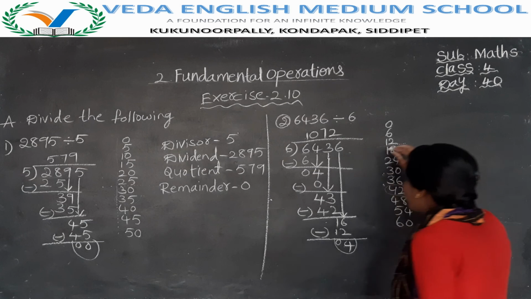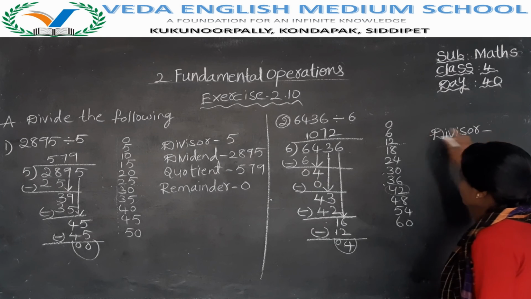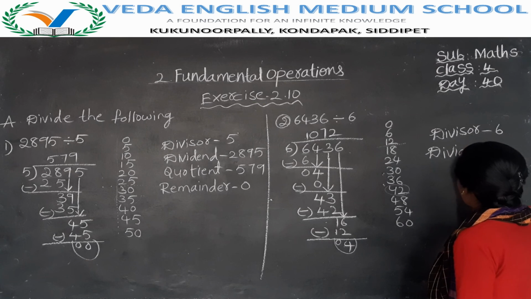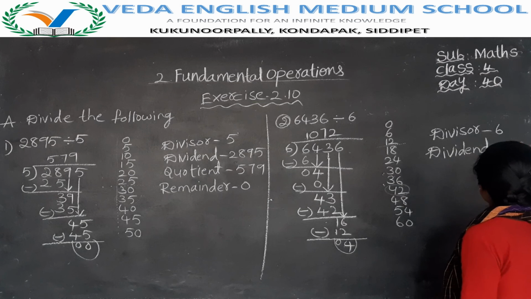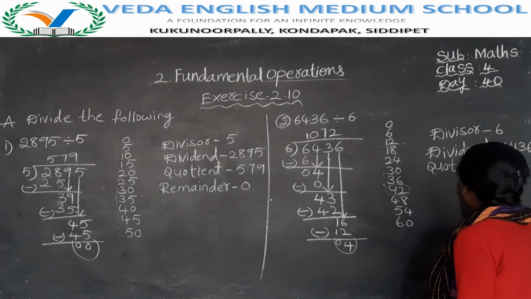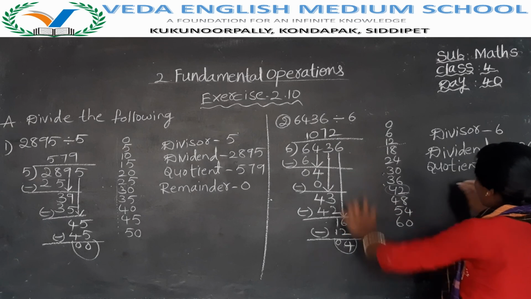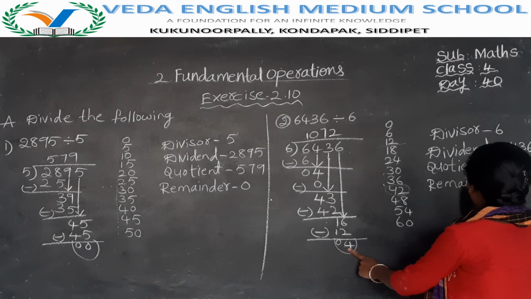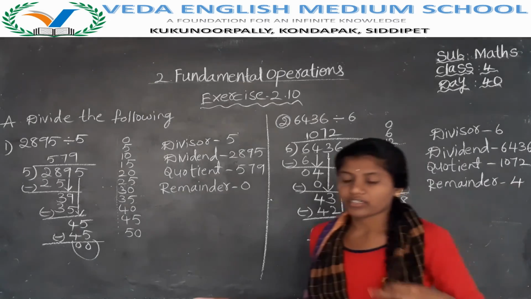Now here you have to write the same as the first problem. Divisor, D-I-V-I-S-O-R. Divisor is 6. Dividend, D-I-V-I-D-E-N-D. Dividend is 6436. Quotient, Q-U-O-T-I-E-N-T. Quotient is 1072. Next, the last one, remainder is 4. R-E-M-A-I-N-D-E-R. Remainder is 4. Now our division has completed.